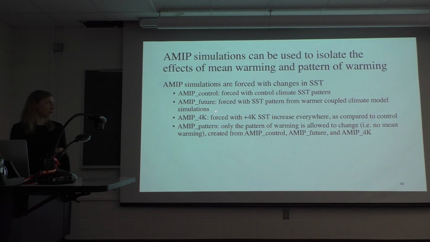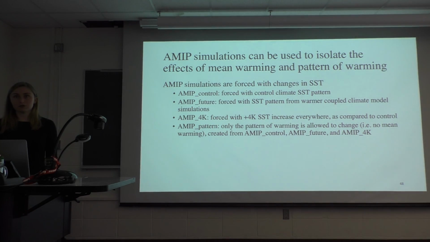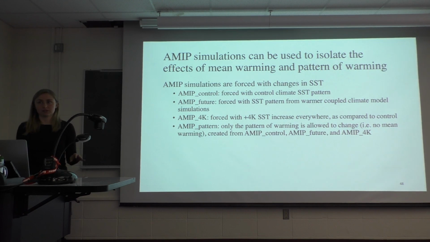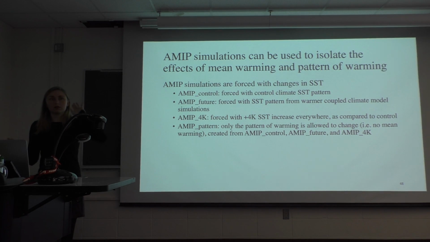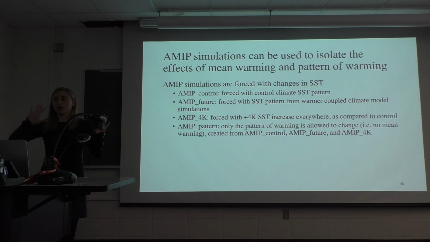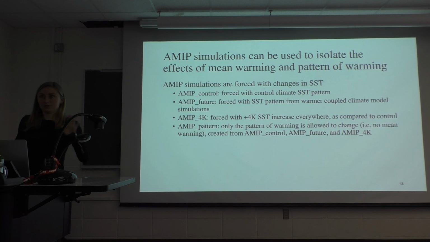Some of you have probably used it. And then we can take a composite of the AMIP 4K simulation response and the AMIP future response and create a simulation where the atmosphere is responding only to the pattern of change of SST. So going forward, I'm going to use two AMIP simulations: one that's responding only to the mean warming with no pattern, and one that's responding only to the pattern of SST with no mean. Just decomposing the effects of the mean warming and the pattern of warming.